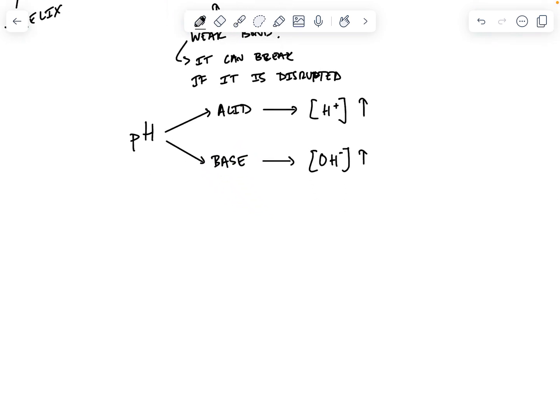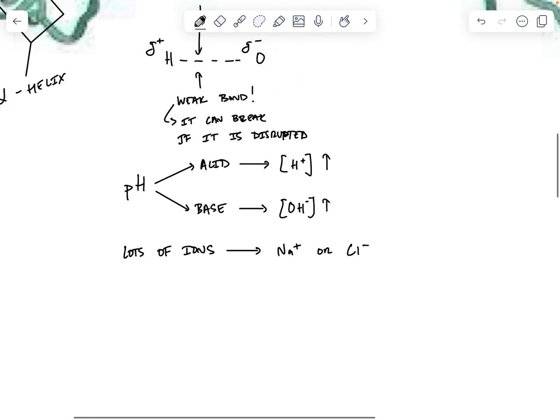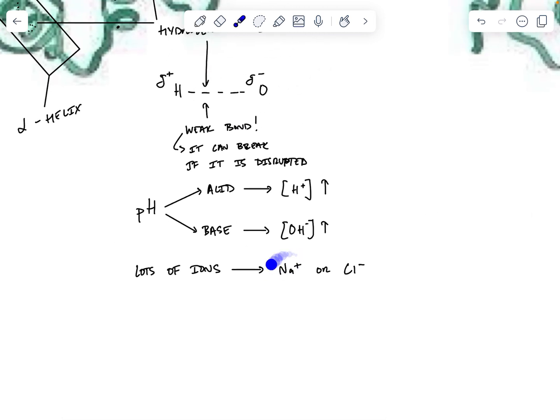Another way to break a hydrogen bond is to have a bunch of ions. So, for example, Na plus or Cl minus. And the same kind of thing happens in this situation. When you have a lot of free sodium ions, they can diffuse through the solution, they can form an interaction with this negatively charged oxygen, and then this bond will break. When you have a lot of free chlorine ions or chloride ions in solution, the same thing's true. They can diffuse through here, they can interact with the hydrogen, and then they break this bond.